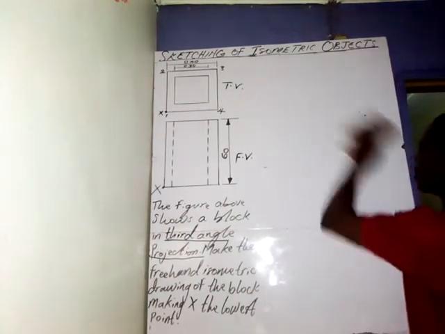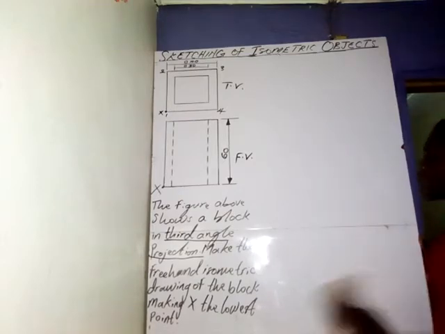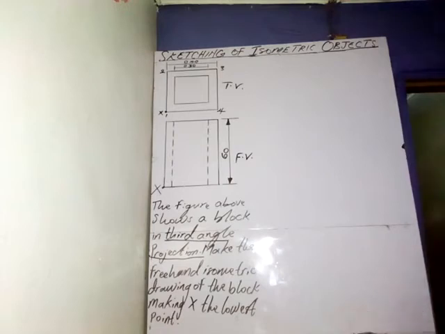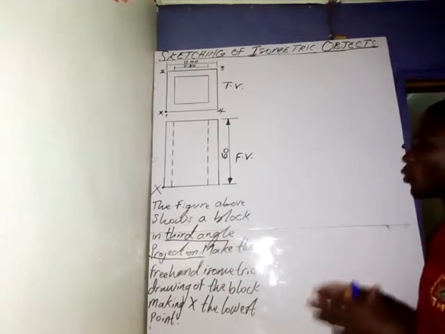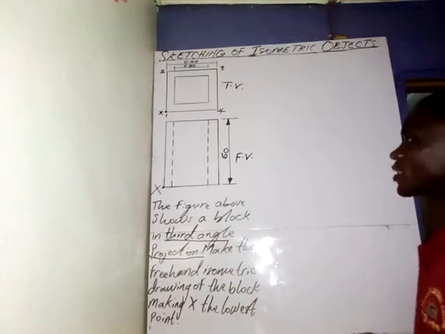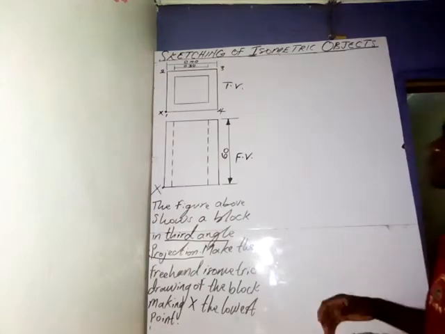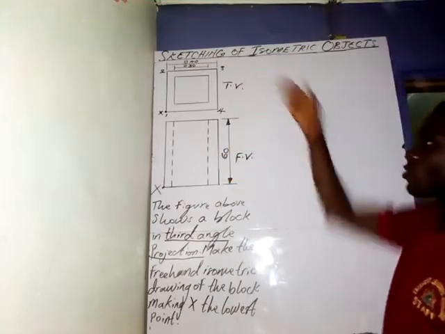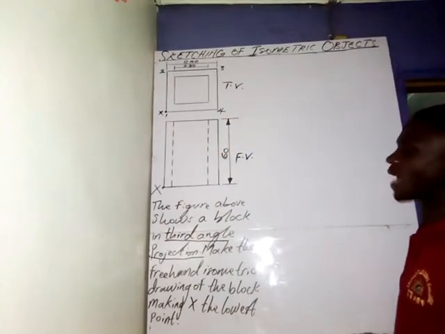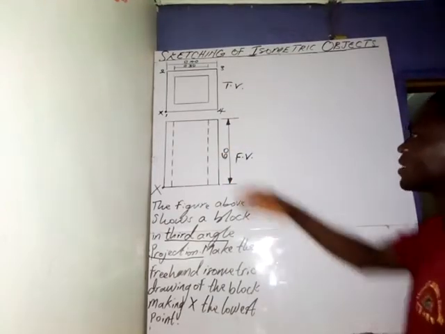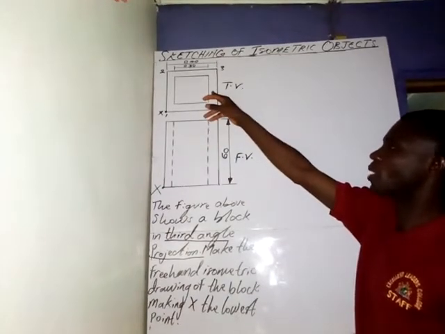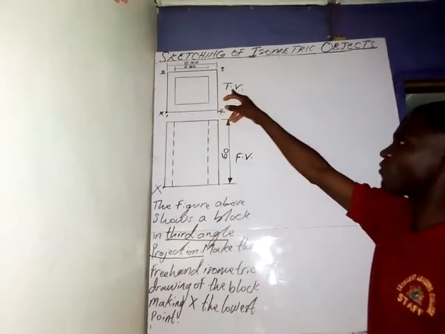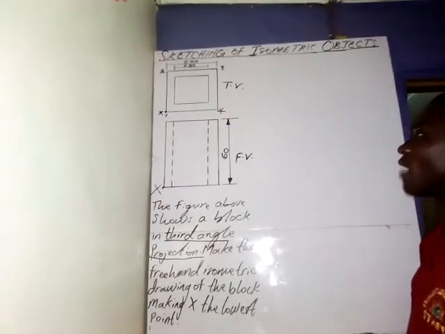This question that you see on the board is a simple question. I want to start with a simple question so that as time goes on and we come across complex questions, you will be able to do it yourself. Okay? As we are told in the instruction that these views were produced in third angle projection, it means that this is the top view and this is the front view, as you can see here.